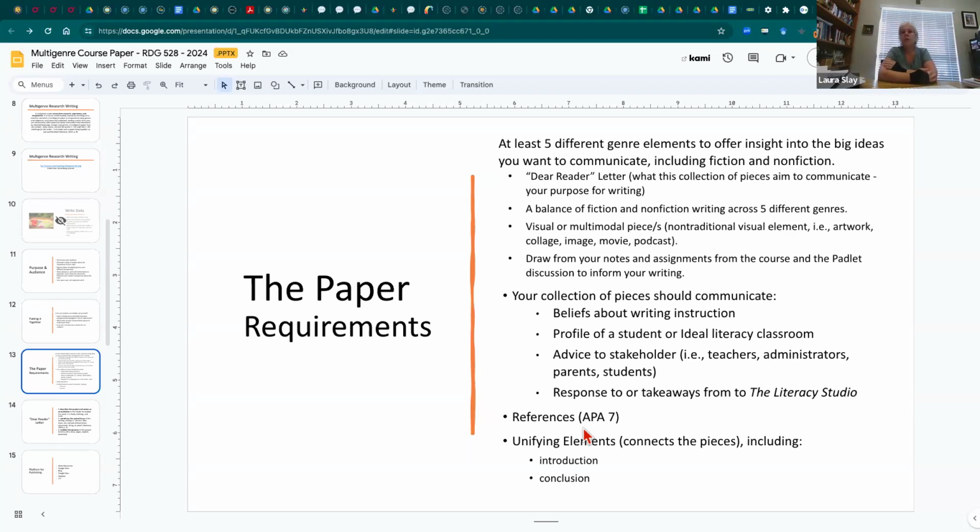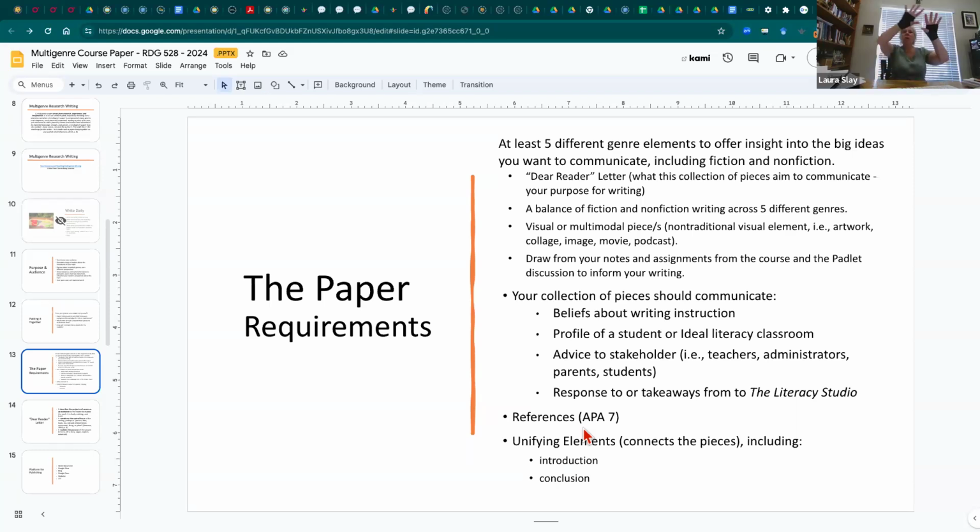Advice to a stakeholder. Well, who are your stakeholders? In your case, they're going to be teachers, administrators, parents, students, there's lots of different, anyone that would be influenced by the work that you do. And a response or your takeaways from the Literacy Studio book. So you've collected a lot of cool things in the Padlet so far. So as you finish out reading the book, think about what's your response to everything you've read? What are your takeaways? How do you communicate that?